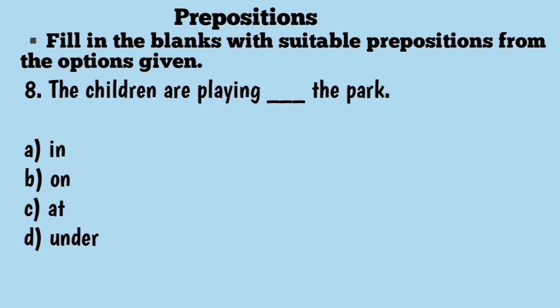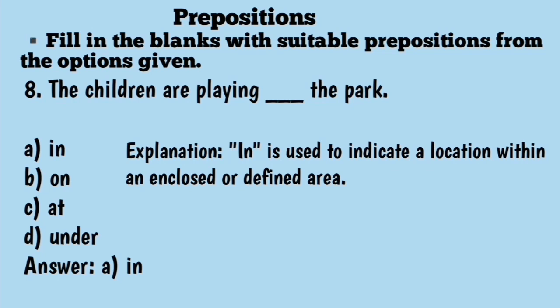Next, the children are playing dash the park. Option A in, option B on, option C at, option D under. Answer is option A in. In is used to indicate a location within an enclosed or defined area.